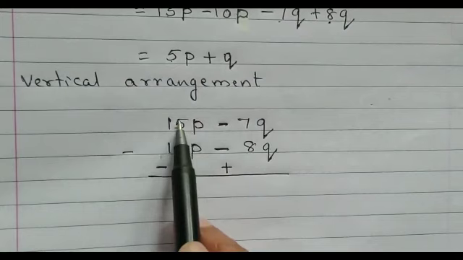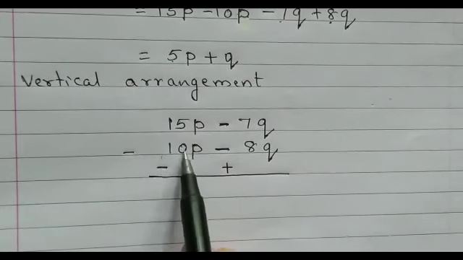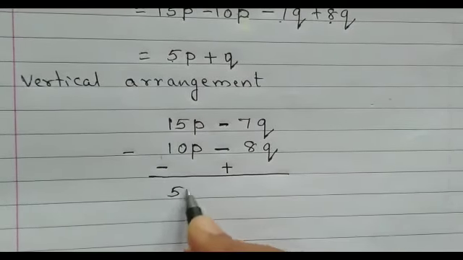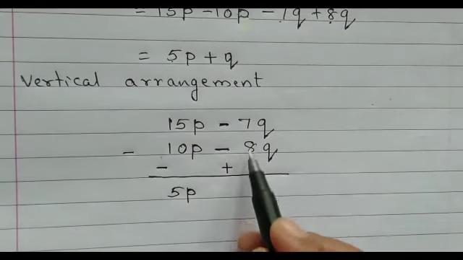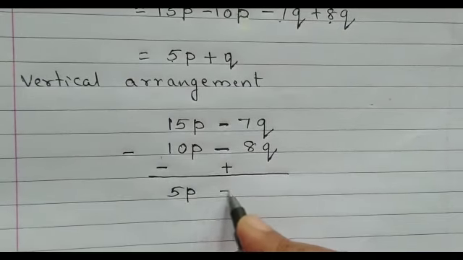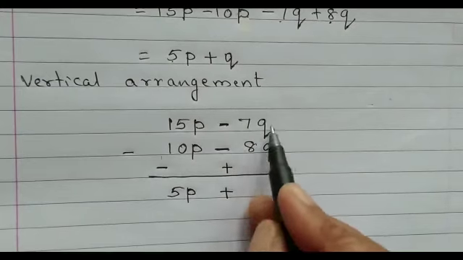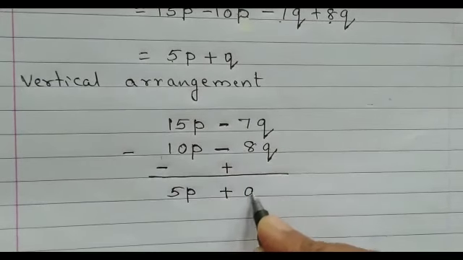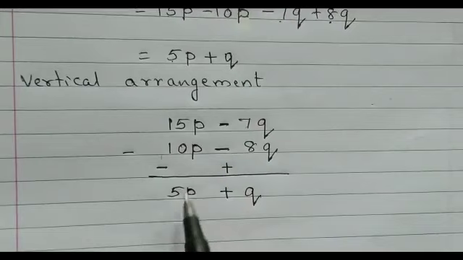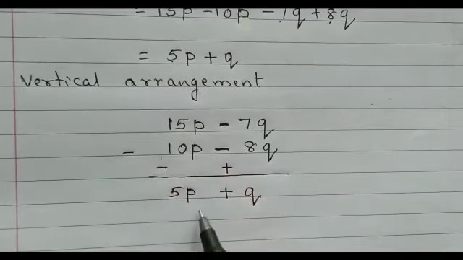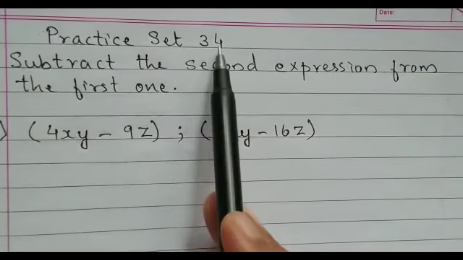So this becomes 15p minus 10p. So you will get 5p. Here bigger number is positive, so the sign will be plus. 8q minus 7q will be 1q or simply q. So if you see, you have got the same answer. Now let's see practice set 34.